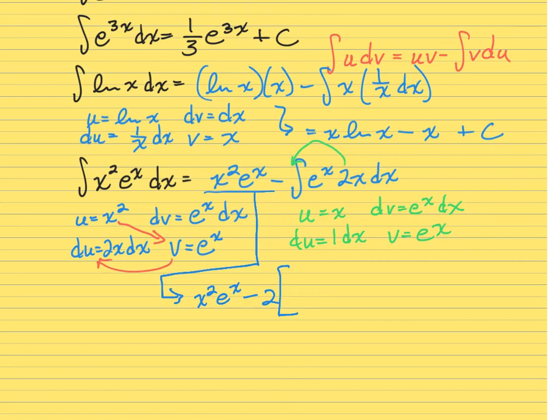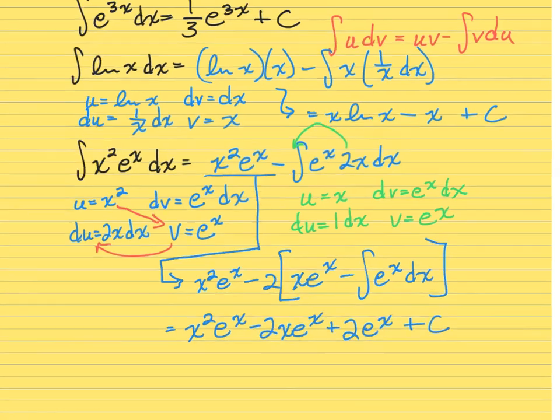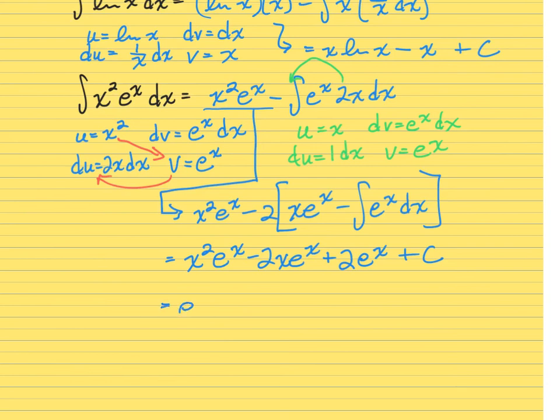So, uv, so x e to the x minus the integral of v du, so e to the x dx. And look, now I can integrate that. So we got x squared e to the x minus, we'll distribute that 2 through there, so it becomes a plus 2. The antiderivative of e to the x is just e to the x, and then we have plus c. Now I'll mention this. We can factor e to the x out of everything, leaving x squared minus 2x plus 2, plus c, right?